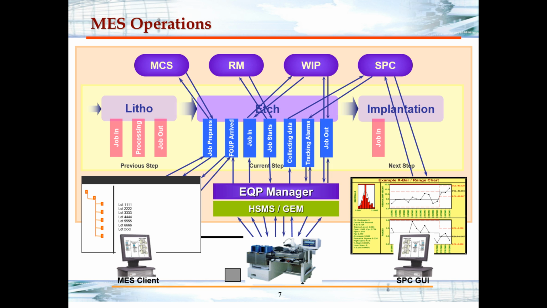After you move it out, he will use the WIP tracking functions to track it out, and the hoop will go to the next stage. And this is the implementation and the job in. Of course, you can use the same process to do it. So this is the MES operations. But this is what we call a fab, a semiconductor fab.